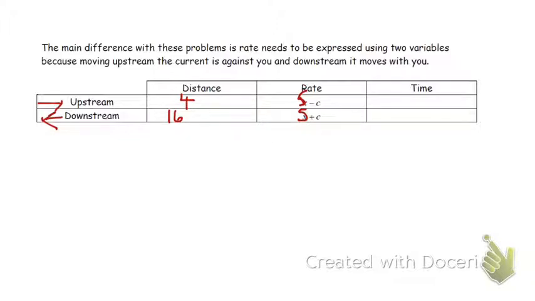Okay. Now for our time, they didn't give us any information about the actual time, did they? They didn't say it took him 10 minutes to go upstream, 15 minutes to go downstream, right? So we are going to use our distance formula. We know that time is equal to our distance divided by our rate. So time is our distance divided by our rate. So going upstream, our distance was 4 divided by our rate of 5 minus C. And the distance going downstream was 16 divided by our rate of 5 plus C.